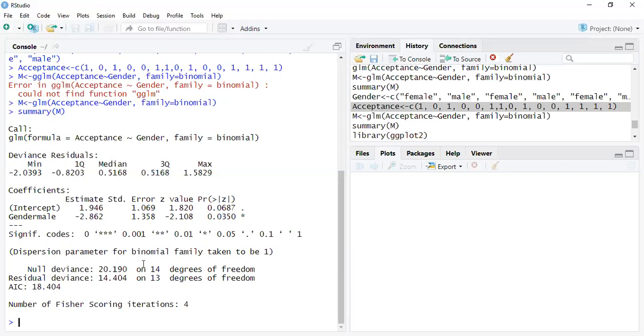And then you get the null deviance. The null deviance, remember, reflects the model with the intercept without the independent variable. And then the residual deviance here is with the independent variable. What's important to note about the residual deviance is that any word with residual in statistics is basically bad, because that's measuring the variability of the data.